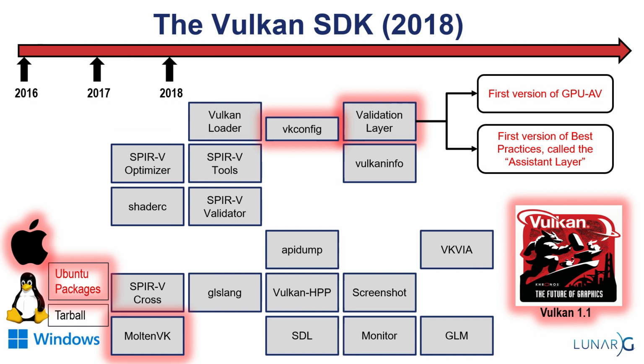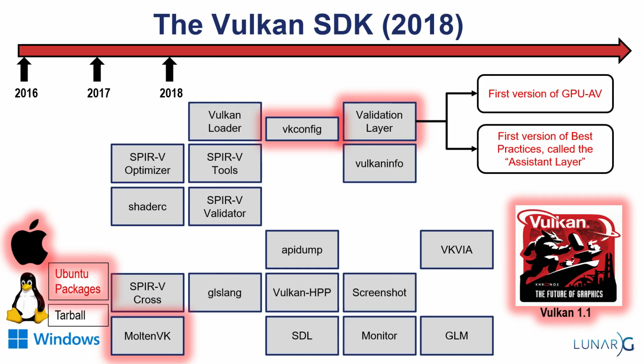In 2018, in the validation layer, was the first version of the GPU-assisted validation. And this was needed because now the Vulkan API was introducing bindless into the API, which means there are going to be things that we cannot validate until it's running on the GPU. So we had to have a way to actually validate inside the GPU. So that's what we're calling GPU-assisted validation.